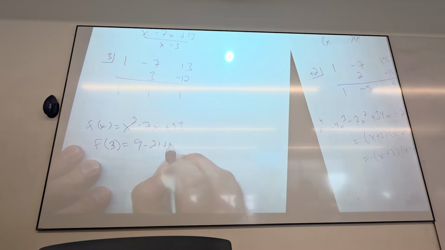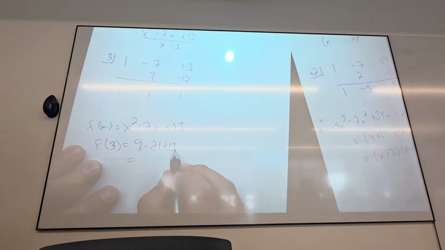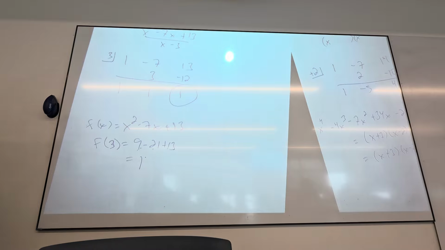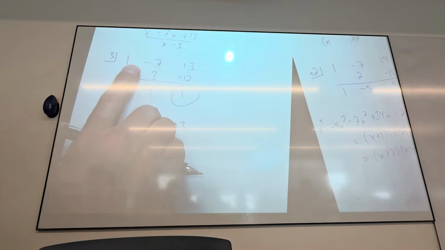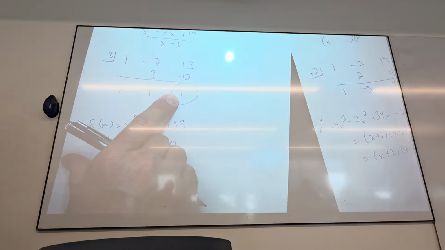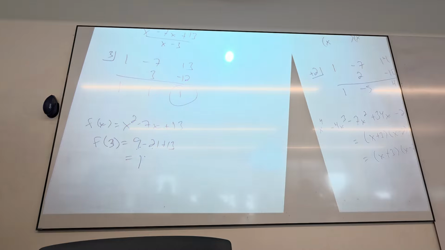9 minus 21 plus 13. 9 plus 13 is 22, minus 21 is? 1, which is the remainder, which is always true. The remainder tells you if you would have put this number in, you would have gotten this. Anybody find that interesting in any way? Okay, and then, oh, I got time.